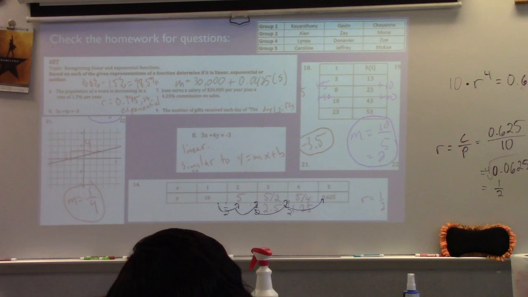Yes. What would be the first thing I would do to solve this equation? Divide by 10. Notice how that is 0.625 divided by 10. That also explains where that extra 0 came from. Right? If you divide those, R to the 4th is equal to 0.0625.